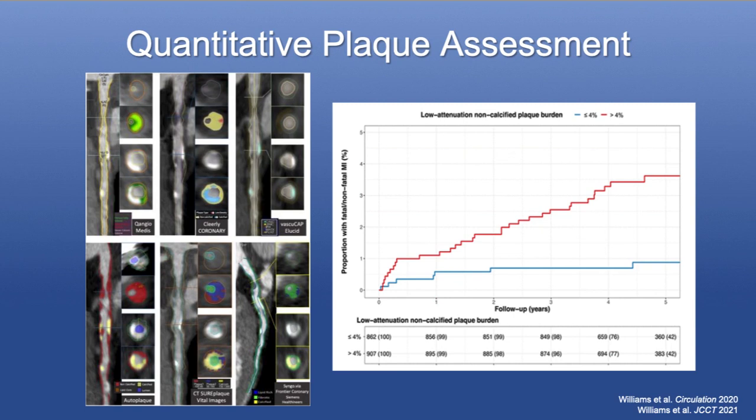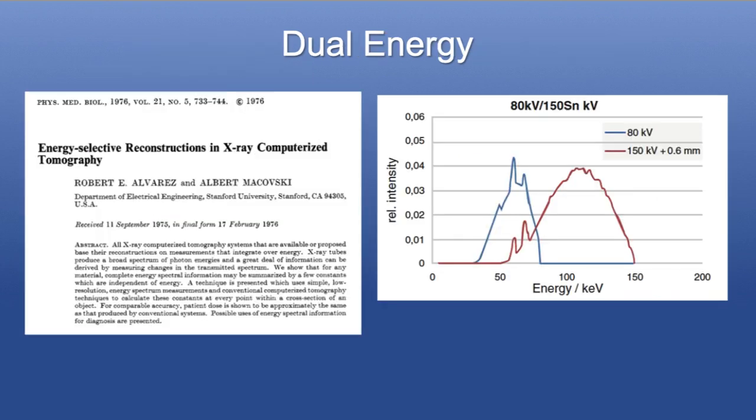Nowadays, we can do more than just a visual assessment. There are multiple platforms and multiple software packages that can take us from the qualitative assessment of the plaque to more of a quantitative approach of the burden and quantification of the low attenuation plaque. As per data from Damini Dey and Michelle Williams, we can see that in SCOT-HEART, low attenuation plaque burden over 4% was the strongest predictor of events. But what about spectral CT?